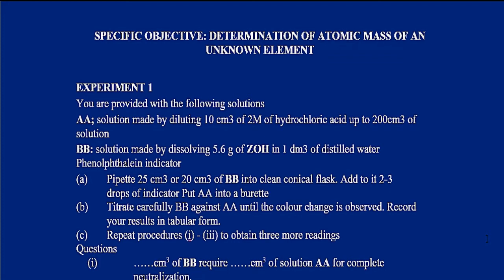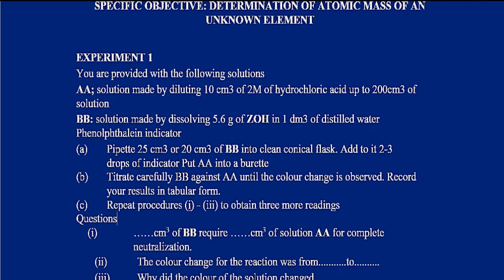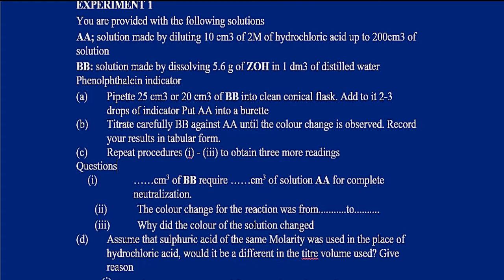Experiment number 1. You are provided with the following solutions. You have solution A made by diluting 10 ml of hydrochloric acid up to 200 ml of solution. Solution B made by dissolving 5.6 gram of ZOH. According to our specific objective, Z is unknown, so we are going to determine at the end of the question, within calculations, what ZOH was. Then we are going to determine the full compound. Our indicator is the phenolphthalein indicator.